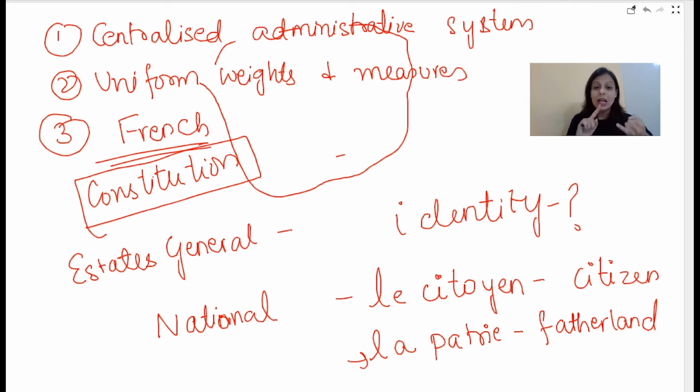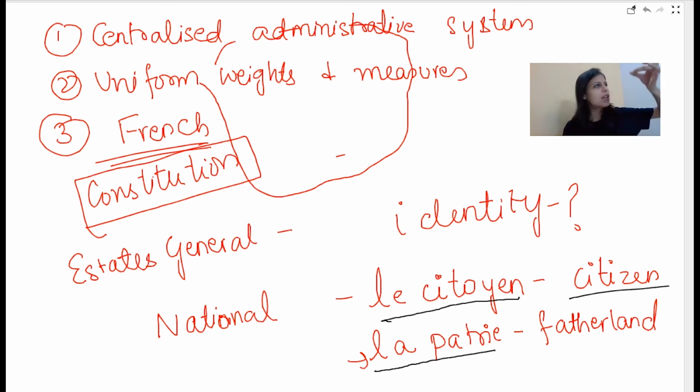Number one is the people, they try to associate themselves with their country and also with other citizens of the country. And how did they do that? They came up with the concept of les citoyens, that means we are the citizens of the country. And they also came up with the concept of fatherland, that means la patrie. But is that really good enough to bring the country together? You just give a tag and you're good to go. Do you think it makes sense?